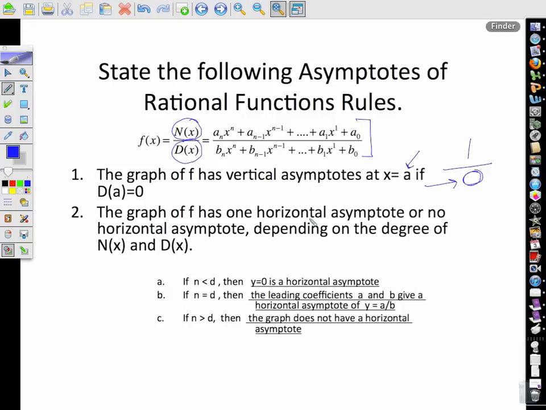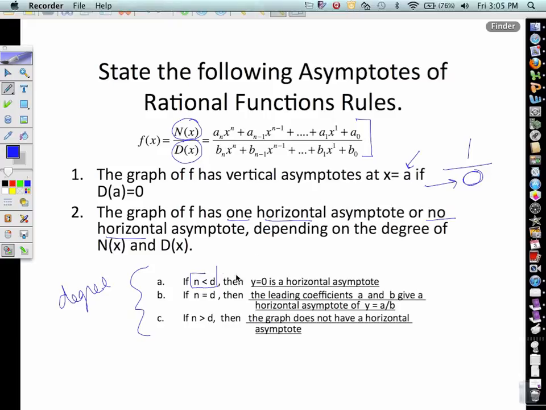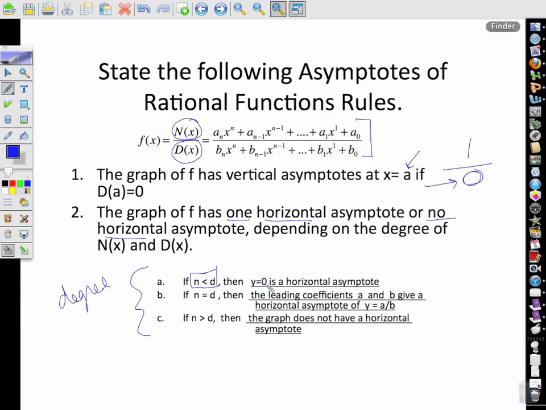Horizontal asymptotes. The graph of f has either one horizontal asymptote or no horizontal asymptotes, depending on the degree of n and d. Here's what you're going to do. These are 3 scenarios, and you're going to look at the degree. If the degree of the numerator is smaller than that of the denominator, so n is less than d, then your horizontal asymptote is y equals 0.